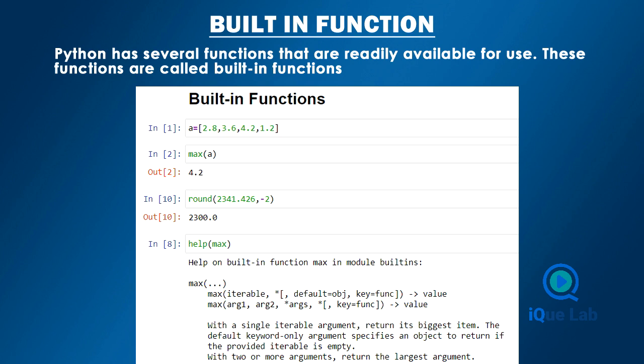Likewise, we have round function, which rounds off the values. In this example it's given as round(2341.426, -2). And we got the output as 2300. We asked Python to round the value. Since we have given -2, it will round off the values from the decimal point to the left. That's why we got the answer as 2300. You can try the same example with 2, instead of putting -2.